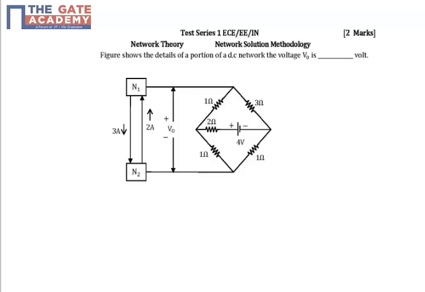Hello friends, this question is from test series number 1. Subject is network theory, topic name is network solution methodology. It's a 2 marks problem. The question says to calculate the output voltage. So this is the network we have.